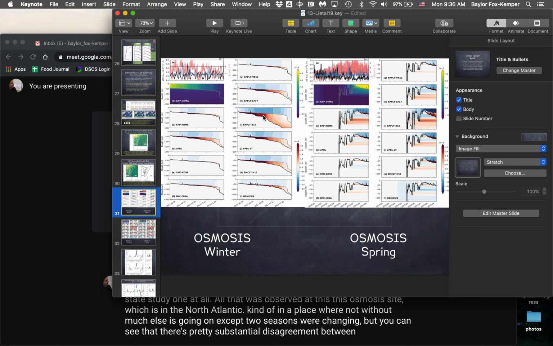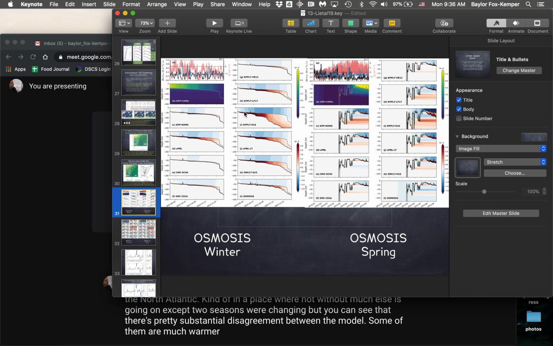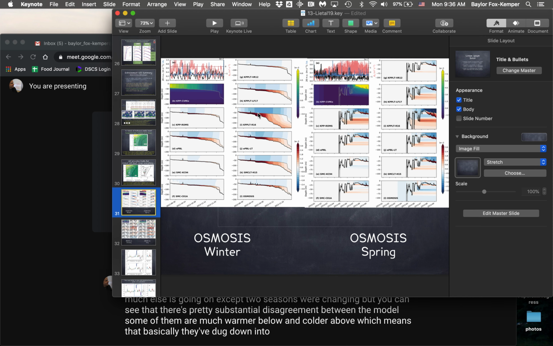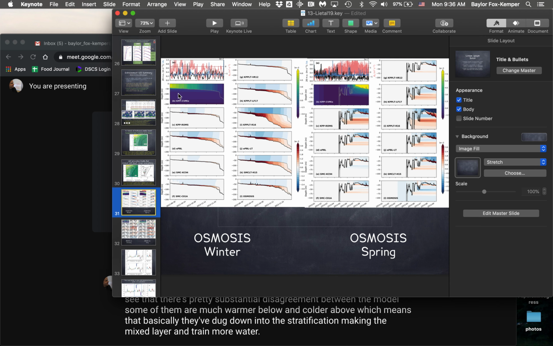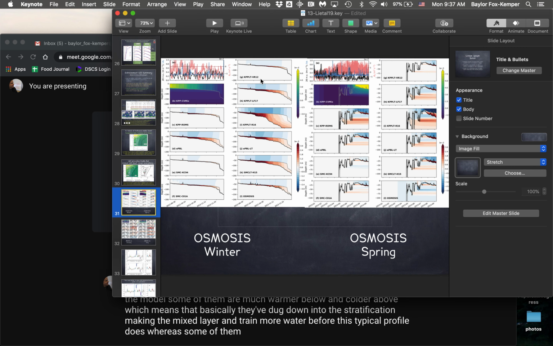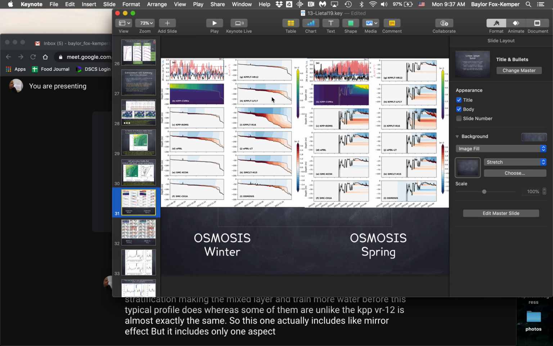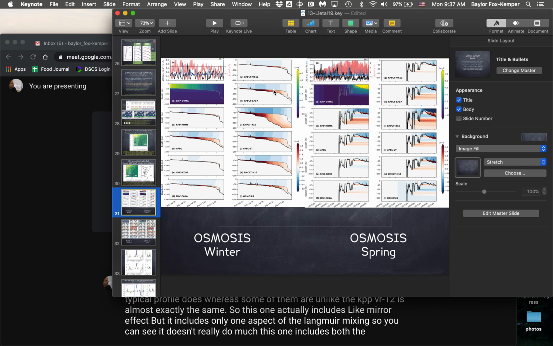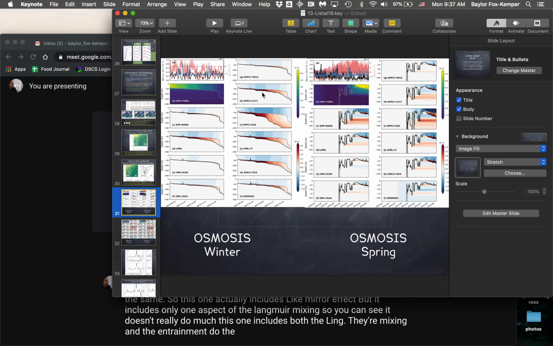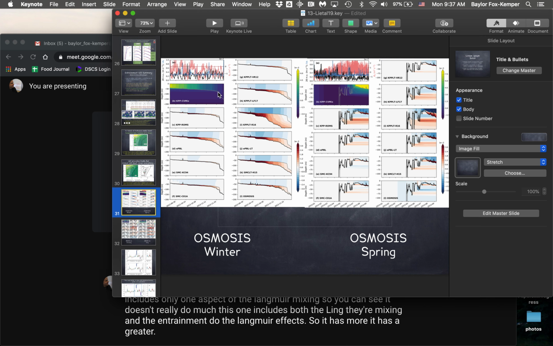Some of them are much warmer below and colder above, which means that basically they've dug down into the stratification, making the mixed layer entrain more water before this typical profile does. Whereas some of them, like the KPP VR12, are almost exactly the same. So this one actually includes a Langmuir effect, but it includes only one aspect of the Langmuir mixing. So you can see it doesn't really do much. This one includes both the Langmuir mixing and the entrainment due to Langmuir effects. So it has a greater effect.